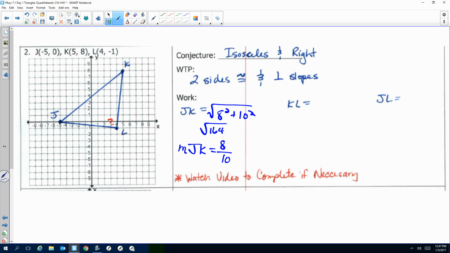All right, then we're going to do the slope of KL. I don't have to. I can use Pythagorean Theorem or distance formula, yes. You should still get to this answer.